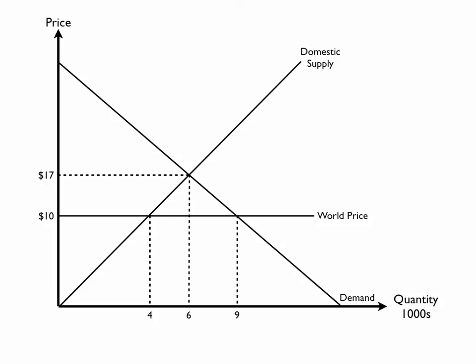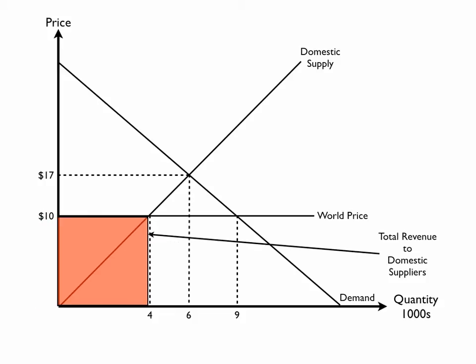Consumers have other opportunities to buy sugar, which is $10 off the world market. Therefore, domestic producers won't produce more than 4,000 pounds because they can't sell it at the higher price they need to cover their costs. This would be their total revenue then. Price times quantity is $40,000. Remember, it had been 102 without free trade, so they've lost a lot of revenue.